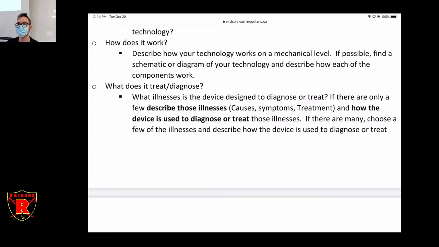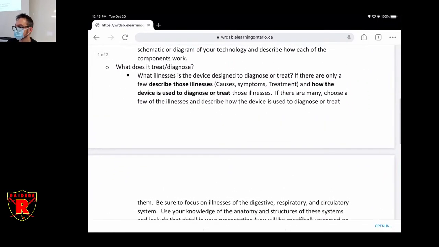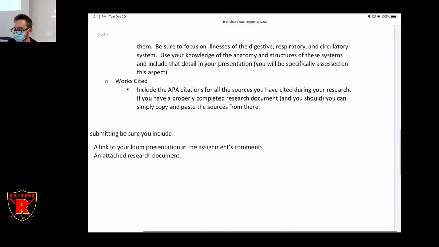Okay, so you're going to discuss the illness that you've chosen, or illnesses, if there are 2 or 3. If this is something that you use to diagnose like 10 different things or treat 10 different things, pick 2 or 3 and discuss them. Okay, so you're going to talk about the interaction between specific systems and illnesses within those systems. And lastly, you need a works cited section.